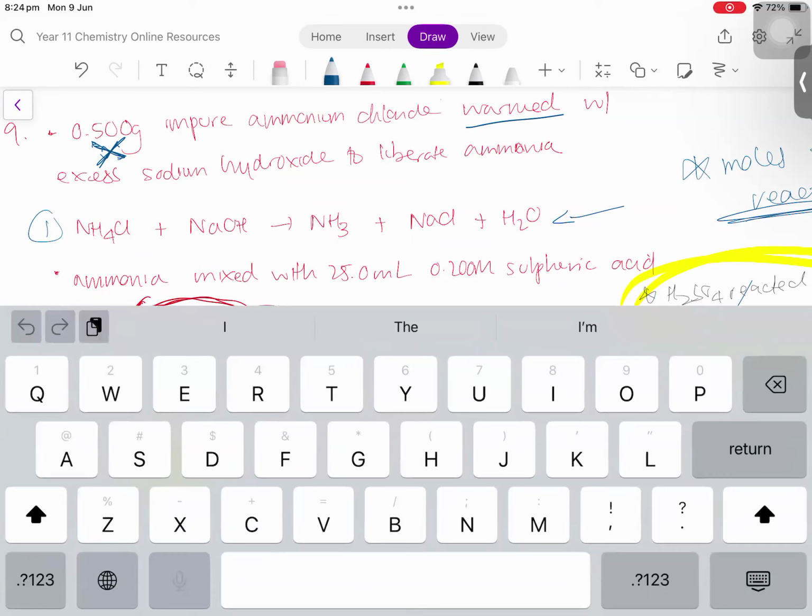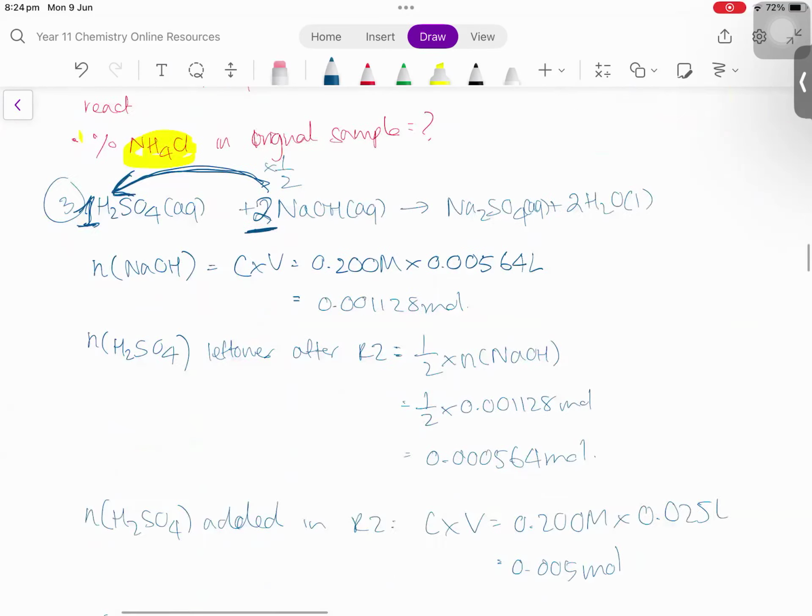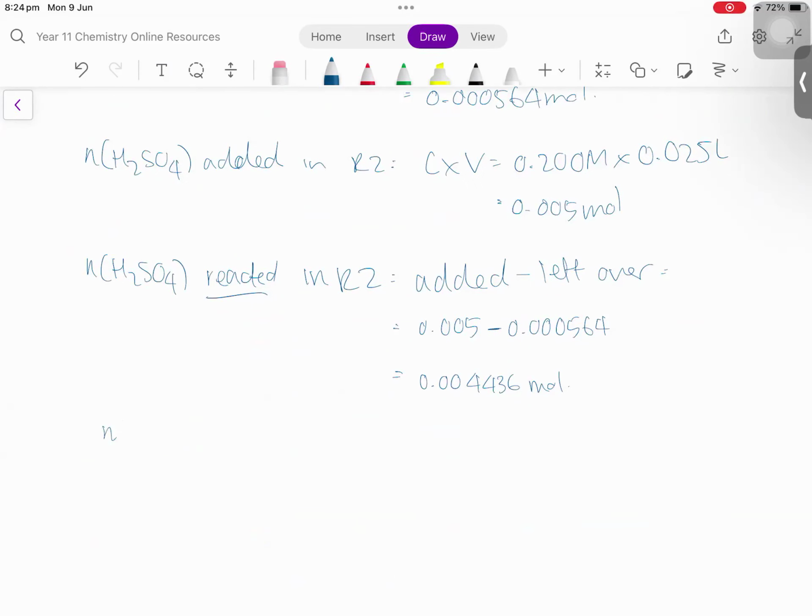So we want the moles of NH3, which we saw in the equation earlier is 2 times the moles of H2SO4. 2 times 0.004436. What is the moles of NH3, please?